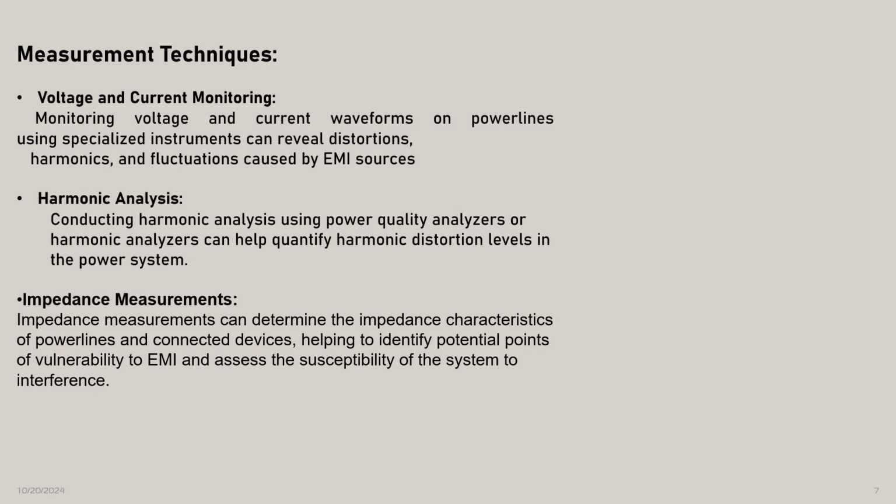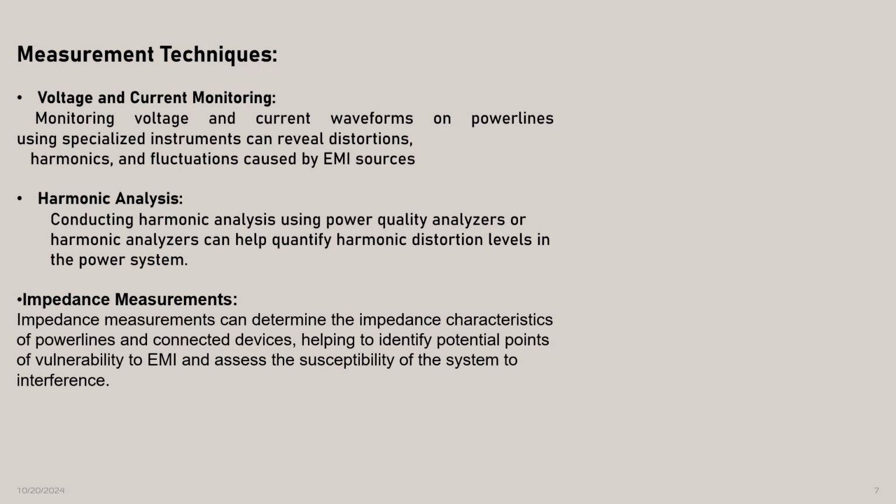The first one is voltage and current monitoring. Monitoring voltage and current waveforms on power lines using specialized instruments can reveal distortions, harmonics, and fluctuations caused by EMI sources. This data is essential for assessing the impact of interference on power quality.